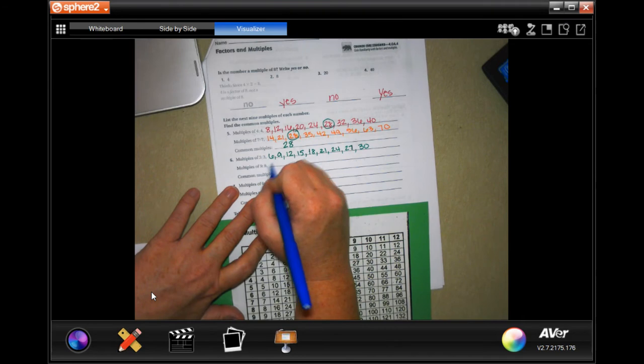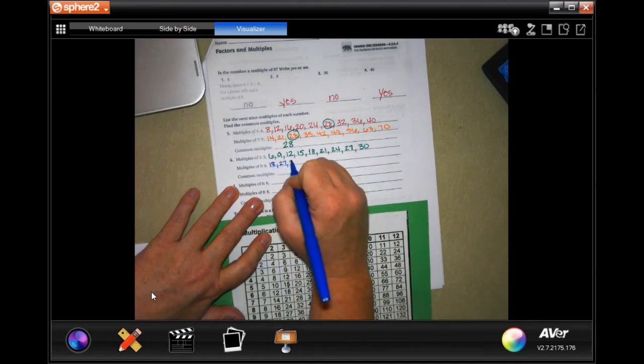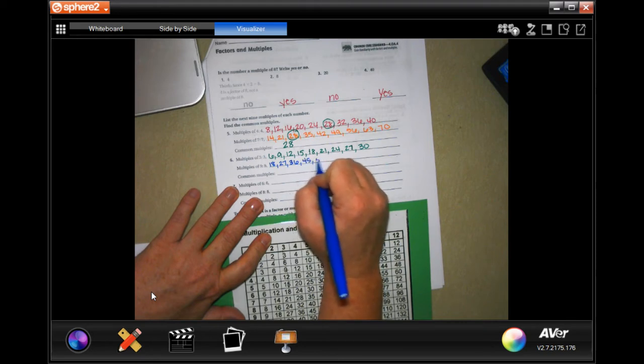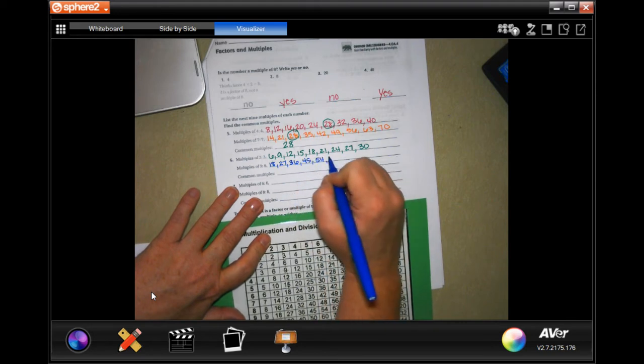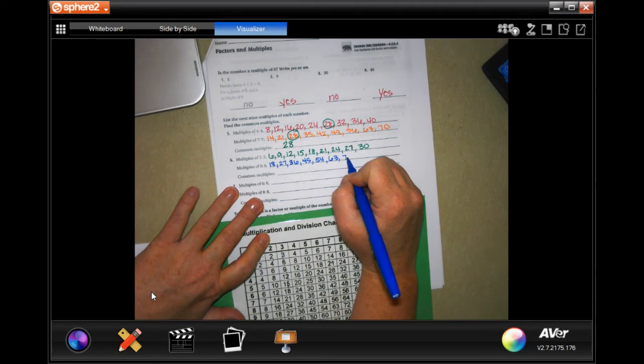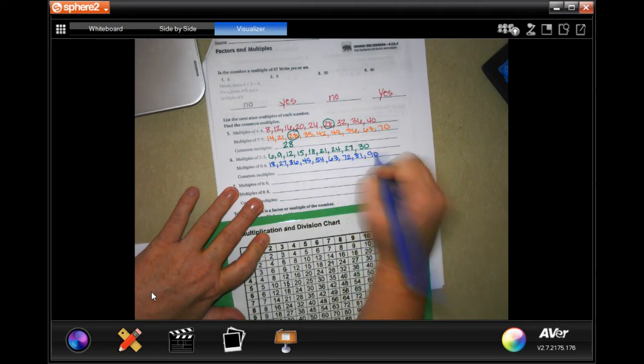9. Again, we're going to stop at 90 because it's giving us the first one and we need to do 9 more. So 9, 18, 27, 36, 45, 54, 63, 72, 81, and 90. Okay.